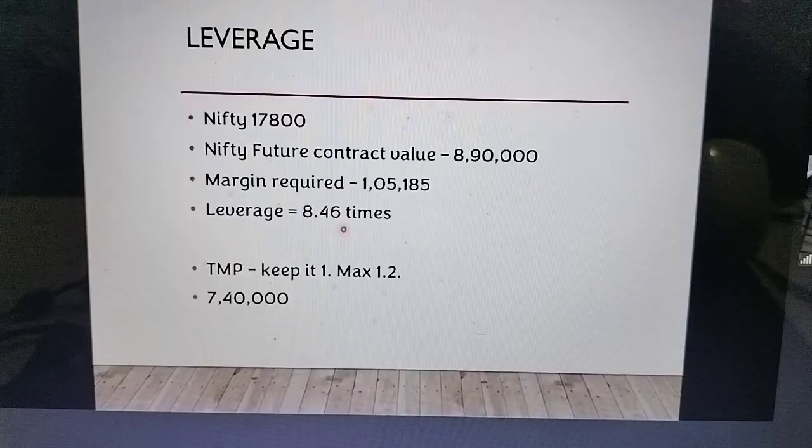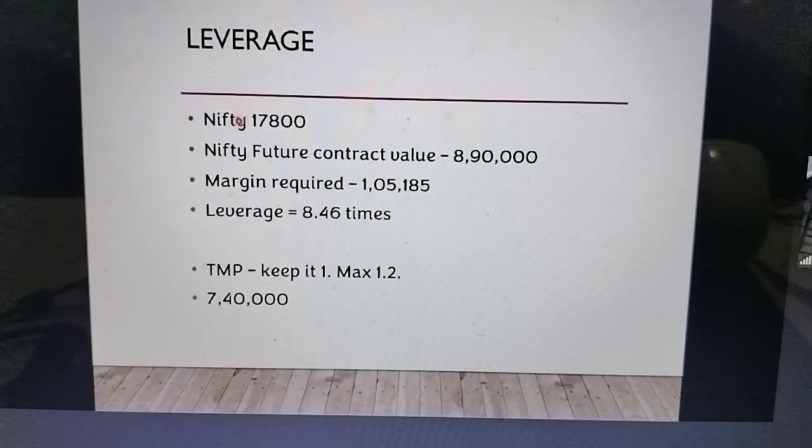Then this is an example of leverage, which I just described to you. Nifty is 17,800. Contract value is 8,90,000. The margin required is 1,05,185. Imagine you have just 1,05,185 and you buy a Nifty future of one lot, then you will be taking a leverage of 8.46 times. That is, if Nifty moves by 1 point, you'll make 8.46 times the profit. But in the same way, if Nifty falls by 1 point, you will make 8.46 times the loss.